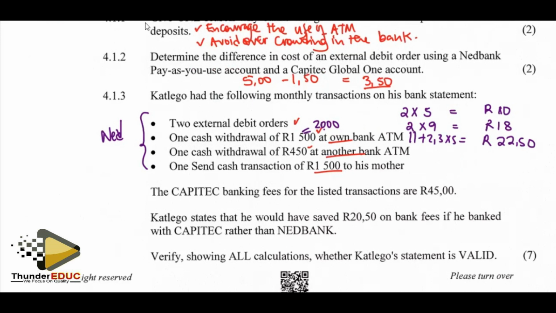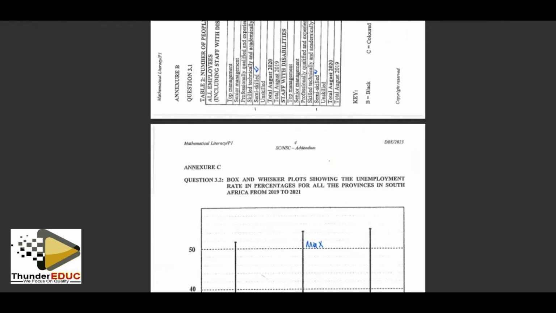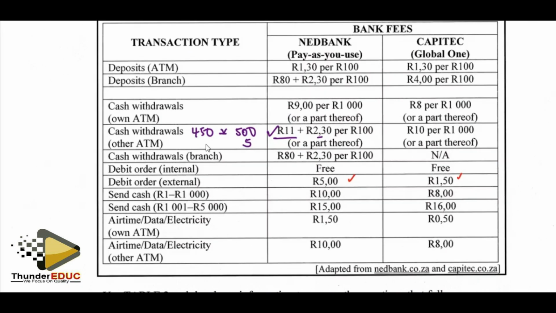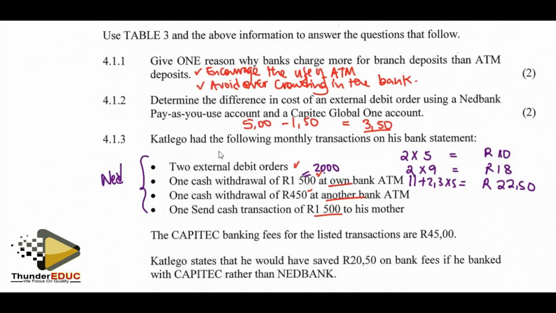Then he has a cash send of 1.5. They will ask how much is the cash send. A cash send of 1.5 belongs here. He paid 15 rands, one cash send of 15 rands.